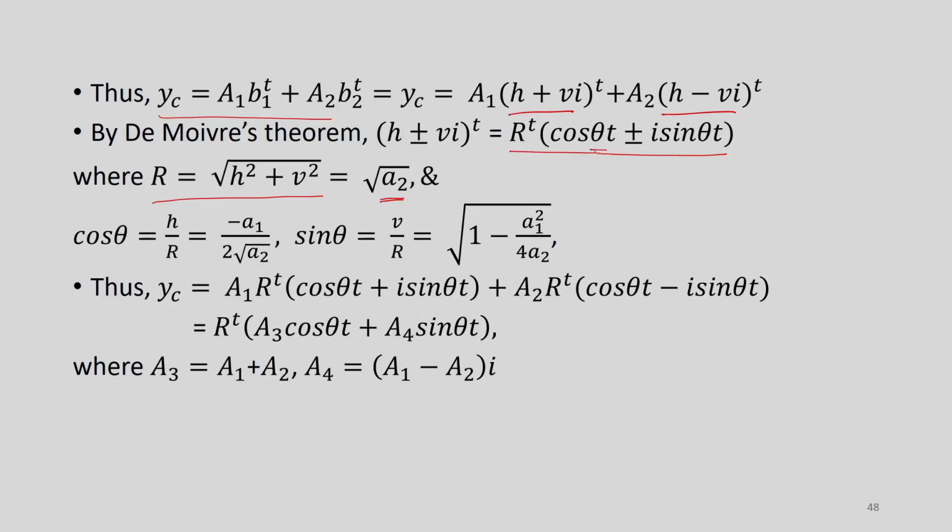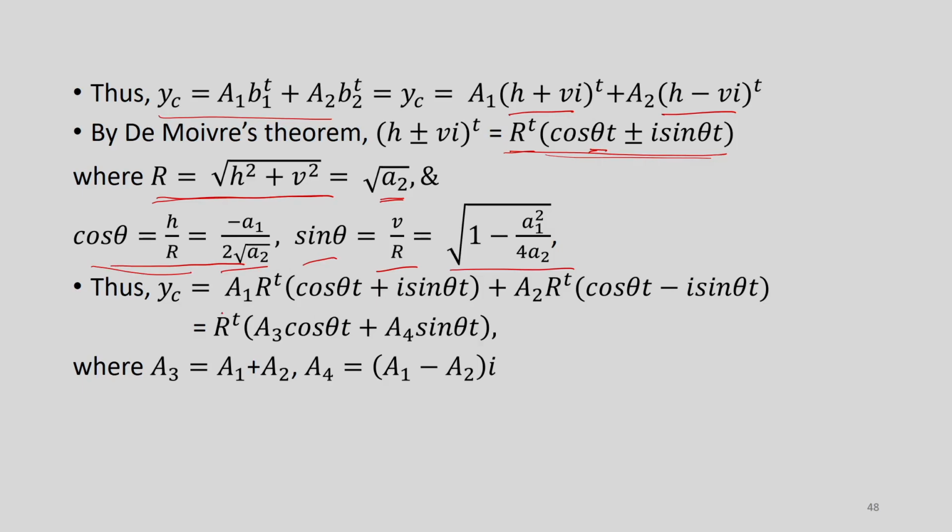And what about theta? We have to find out what theta is also. Well, theta is given by this relation, that cos theta is equal to h divided by r, and if we use the value of h and r, then it comes out to be minus a 1 divided by 2 root over a 2, and similarly sin theta is equal to v divided by r, and that comes out to be root over 1 minus a 1 square divided by 4 a 2. So, if we solve this, then we can find out theta, and if we solve this, I can find out r. So, then we can put the value of r and theta here.